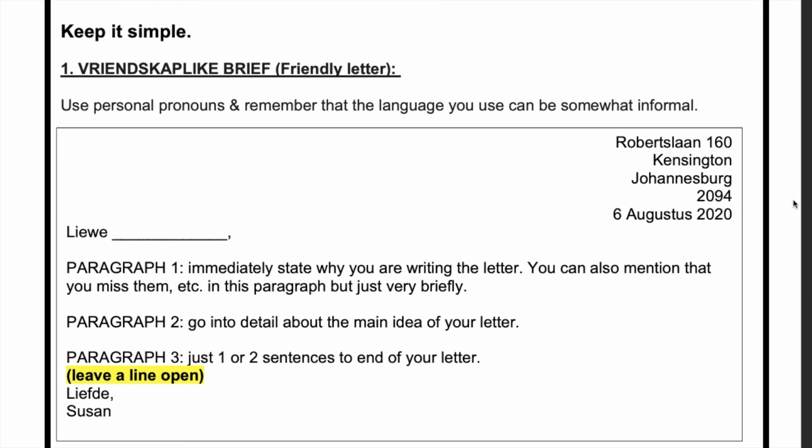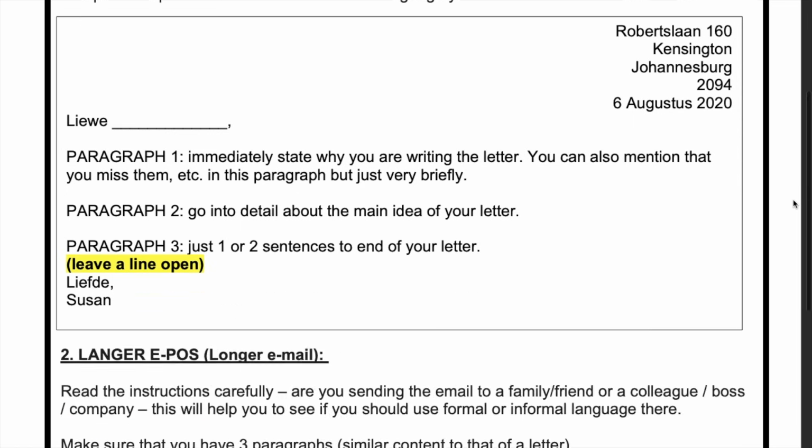And then you will leave a line open, and then you will say liefde or groete, and then your name. You don't necessarily have to add your surname. I would hope that your friend knows who you are. Okay, so it depends sort of on who you write to, but you can add your surname if maybe you're just writing a friendly letter to a random stranger.